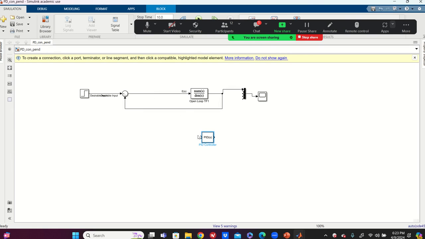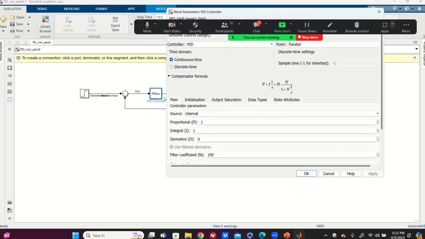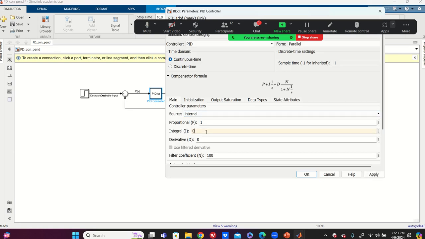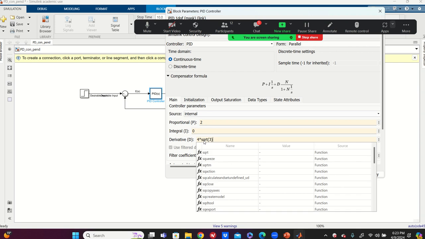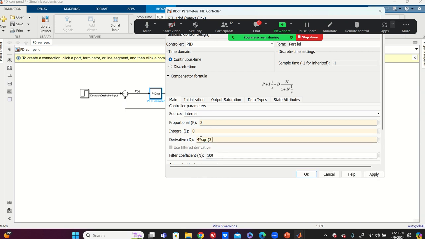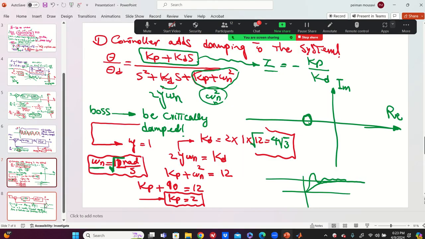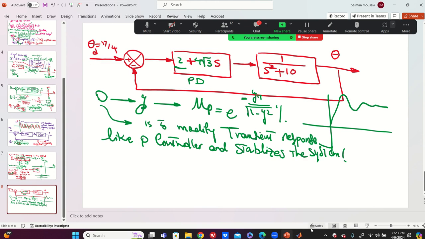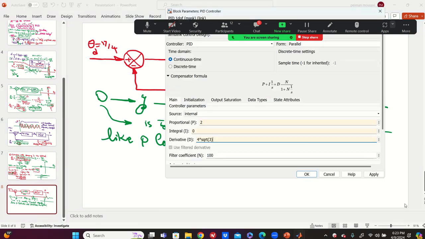Now, as you saw, I'm gonna add a PD controller here. Just double click on this. Now you know how it works. So there's no I yet, I didn't teach you. The P was 2, that's right. And here was 4 SQRT of 3. That's right. The D gain, that's right. It's D. Can you double check? Check. Yeah, 2, 4. Yes. So D is this, and this is this. And I'm applying that. And here we go, bingo.